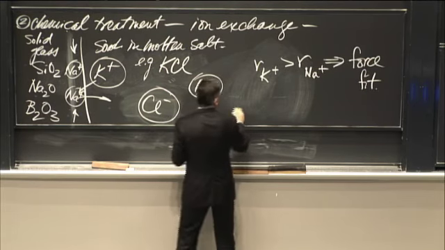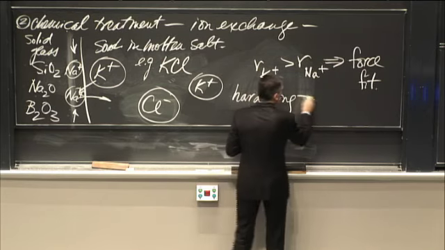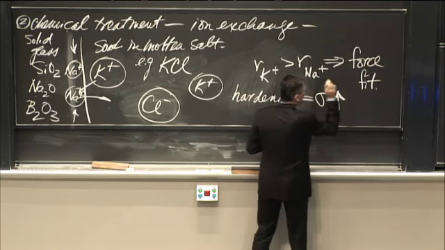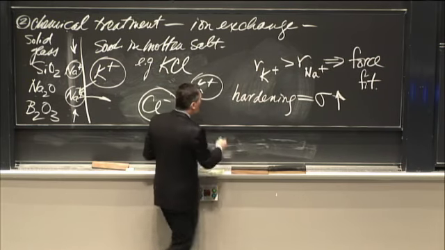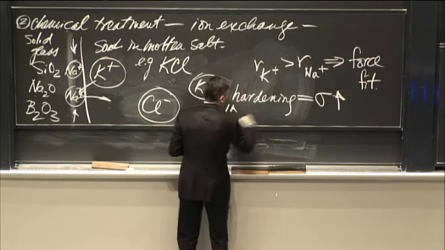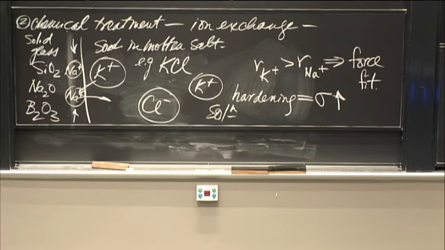Hardening is the metallurgical term for raising the strength. Hardening is equal to strength going up. So we get hardening by solution. So this is solution hardening, because this potassium ion is in there. So we have surface, and this gives it a lot of strength.